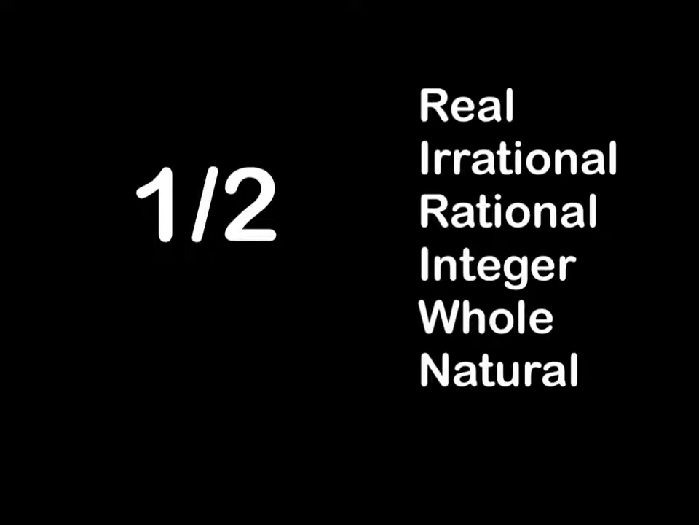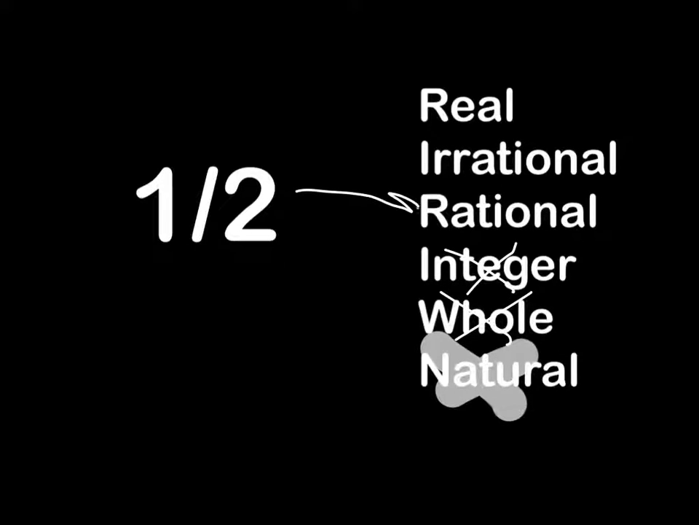1/2, that is not a natural number because natural numbers are counting numbers. It is not a whole number, and not an integer. However, it is a rational number. It is rational because it is A over B, where A and B are both integers and B is not 0. It is also a real number. So this one is just rational and real.